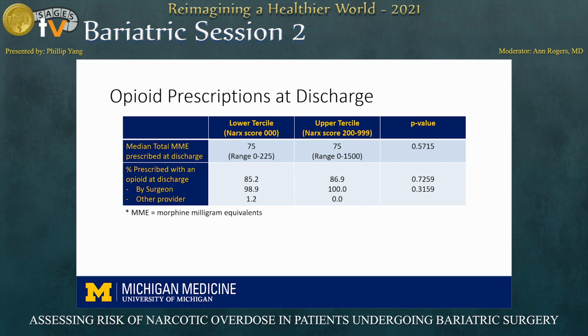This table here shows the opioid prescriptions at discharge. The median morphine milligram equivalents at discharge were 75 in both the upper and lower terciles. However, the range varied drastically. Patients in the upper tercile had a range of MME at discharge from 0 to 1,500, and patients in the lower had a range of 0 to 225. About 85% of patients in both groups had opioids at discharge.